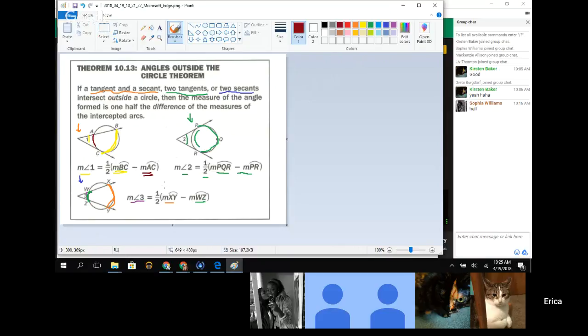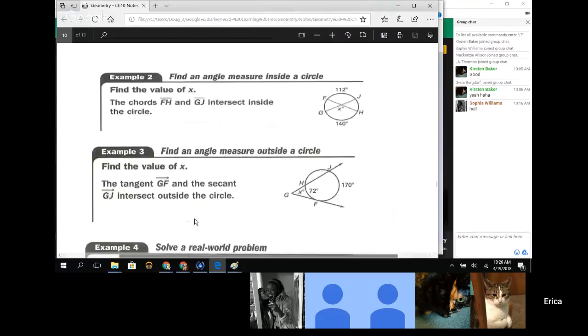Okay, that's a lot of theorems. Now let's actually do some problems that have to do with our theorems. So hopefully everybody got a chance to start writing those on your paper. Okay, so let me pull up some of these problems here.